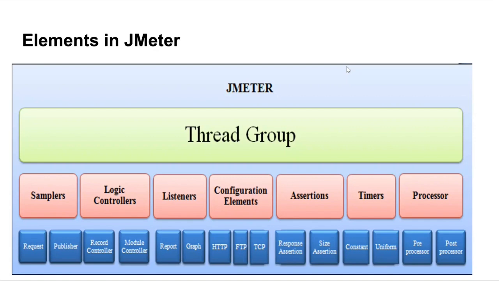samplers. Then the third thing is listeners. Listeners are nothing but they will listen to all the activities from the request and response, and they will chart or create the results. So first is thread group, next is sampler, the third one is listener. Listeners are like reports actually.